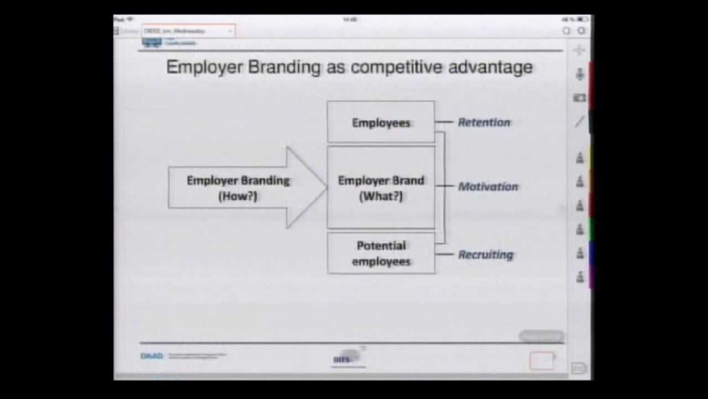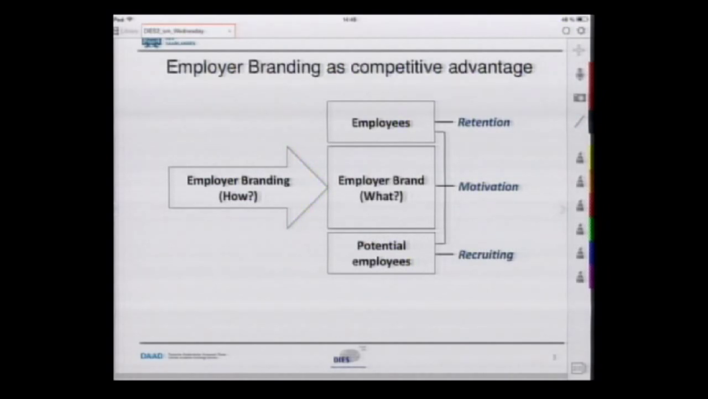The idea of employer branding as a competitive advantage. The idea behind it is that there is something you make better as an employer. People feel, yes, that's the company I will work for. And we have different ideas behind what an employer brand is. So we have some best practices here in the lecture before.